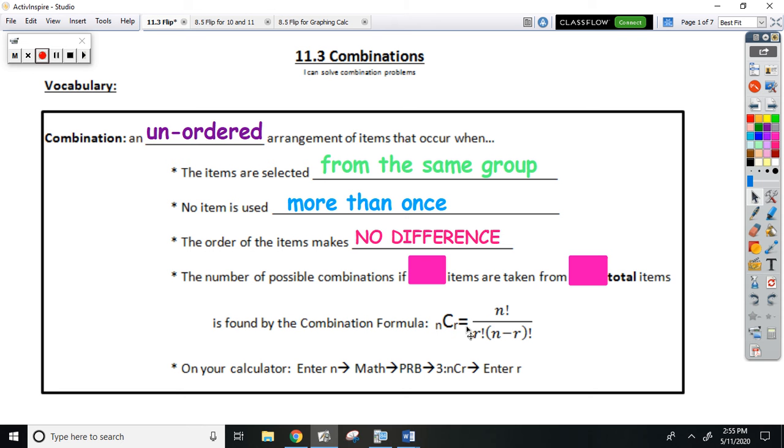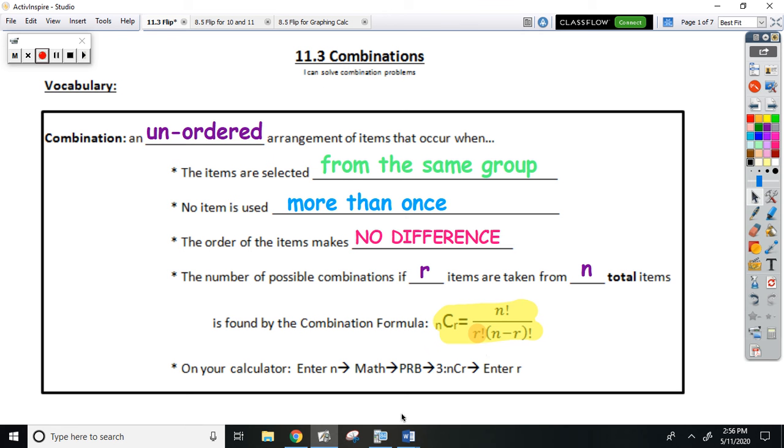You'll notice that the formula we're going to see today is very similar to the permutations formula. It's just a little bit longer. R is still the number of items that we're choosing. N is still the total number of items. And this is our combination formula. It's really similar to the permutation formula. The only difference is that it does have this R factorial in the denominator, which will actually make the number of options less because we're going to be dividing by that.